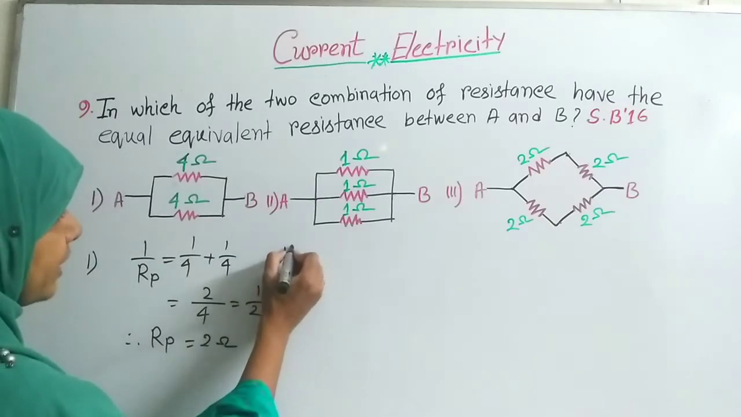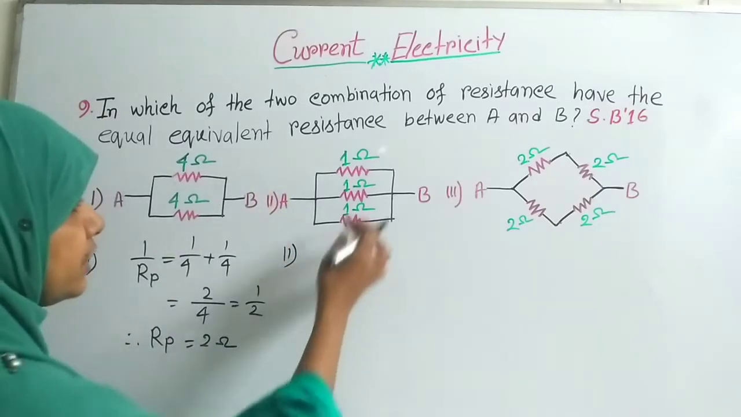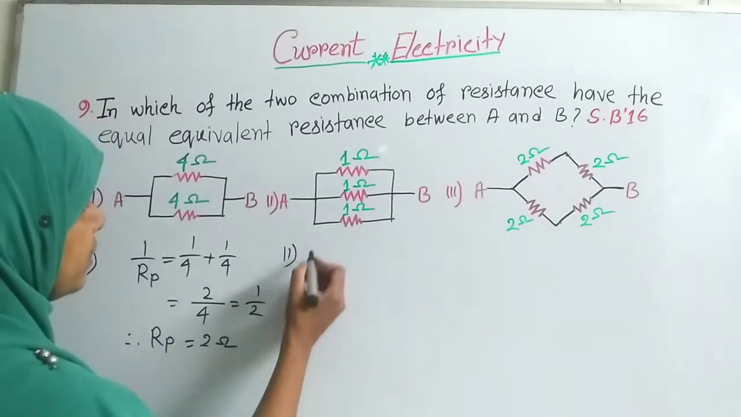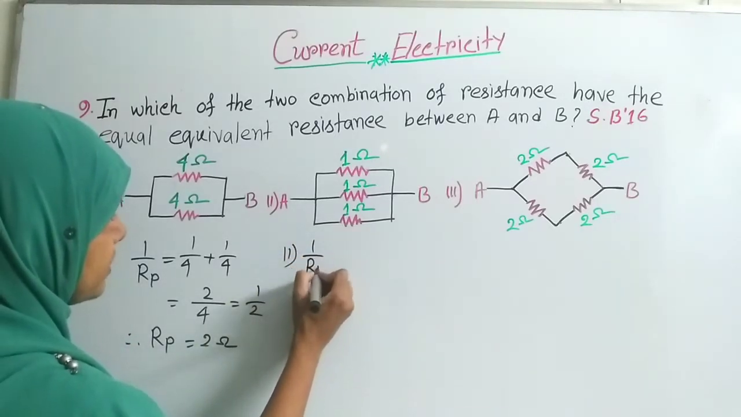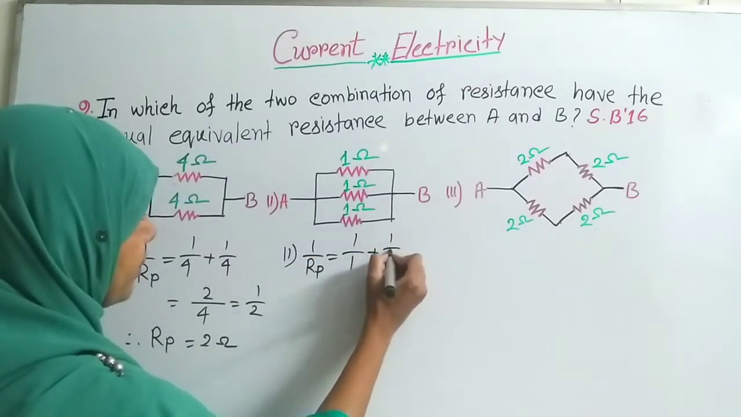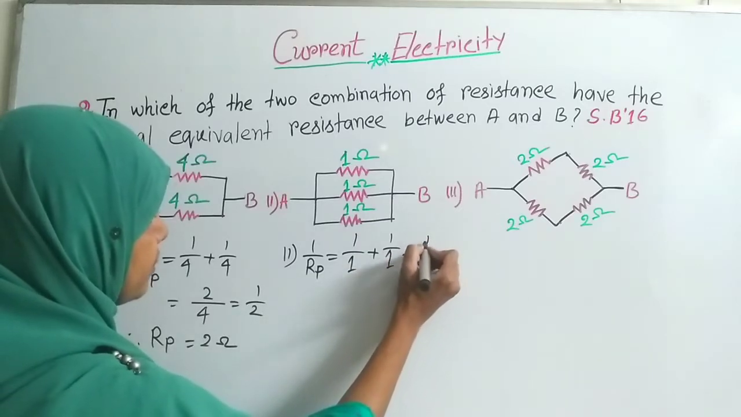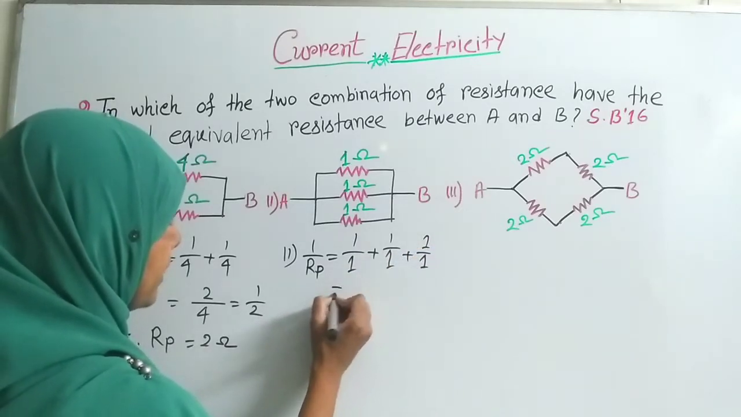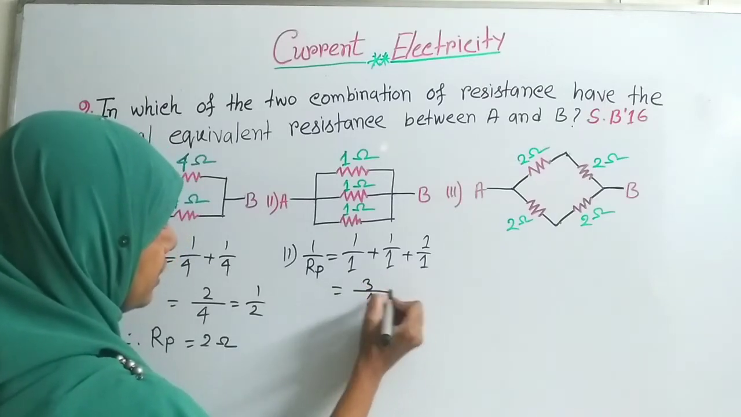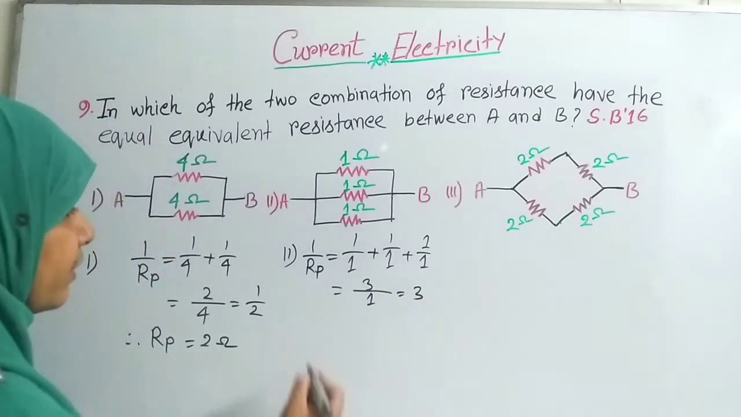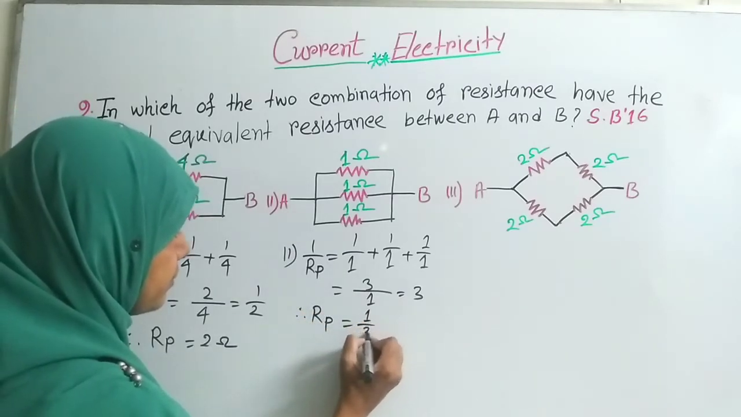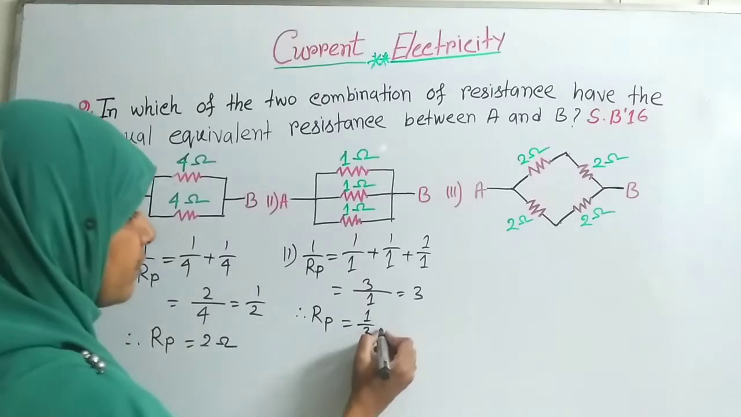Now for the second diagram, there are three resistances and these three resistances are also in parallel combination. So the equivalent resistance of this diagram will be 1 by Rp, 1 by 1 plus 1 by 1 plus 1 divided by 1, that is 3 by 1 or 3. So the value of Rp will be 1 by 3 ohm.